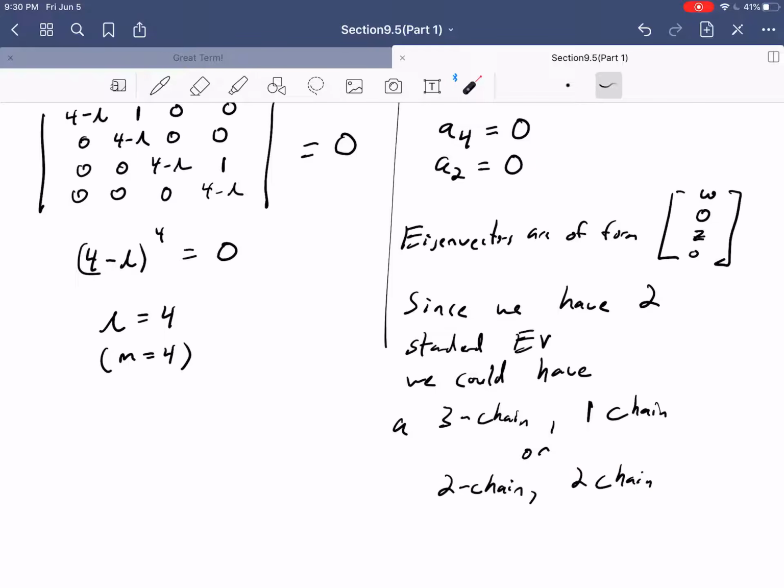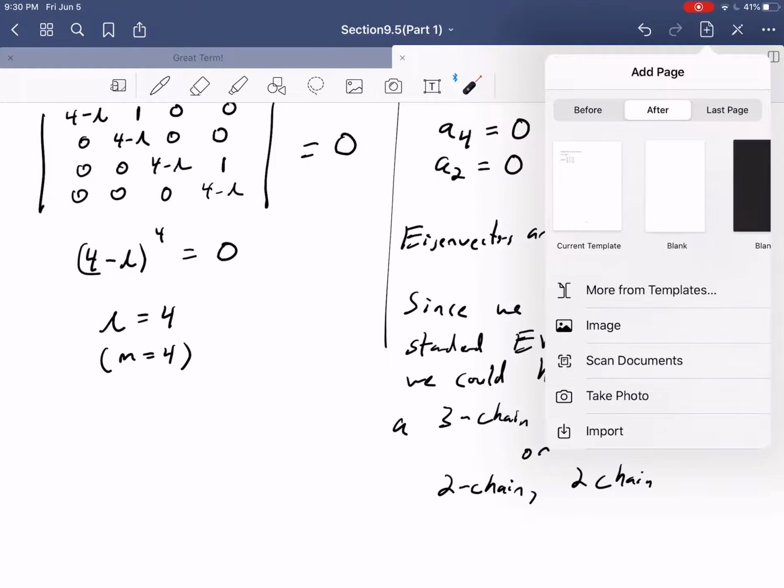All right, let's figure out which one it's going to be by taking a look at what types of order 2 eigenvectors we have. So we'll give ourselves another page here.